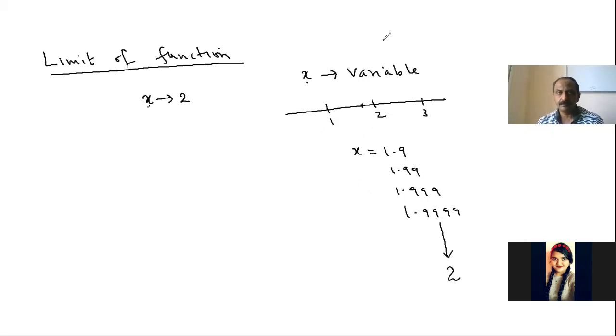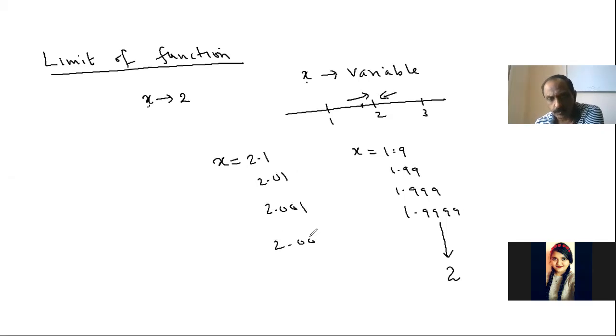Just give me a minute. This way. That means one way of approaching is through lesser values of x. Another way of approaching 2 is 2.1, 2.01, 2.001, 2.0001. This is also approaching 2. So whenever I use the word approaching, x value cannot be exactly 2. It will be in the neighborhood of 2.